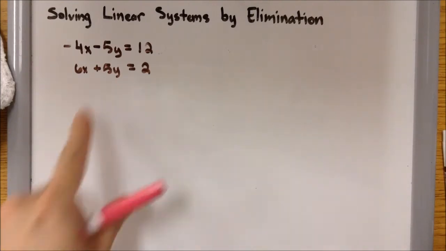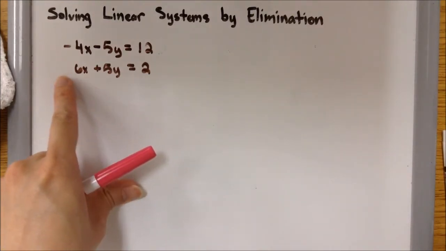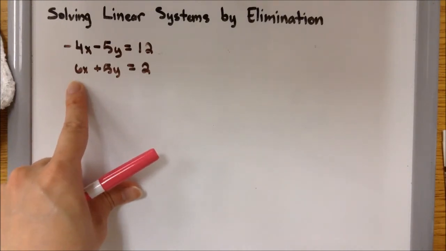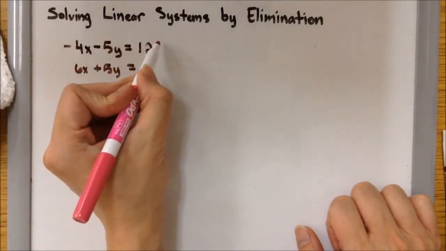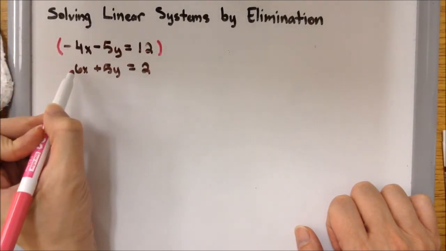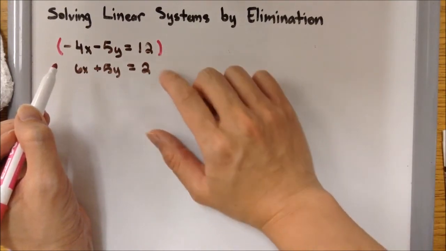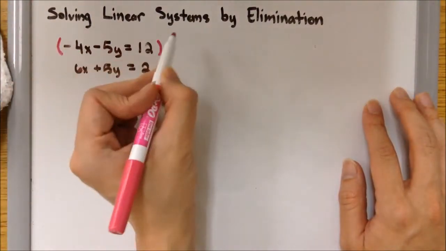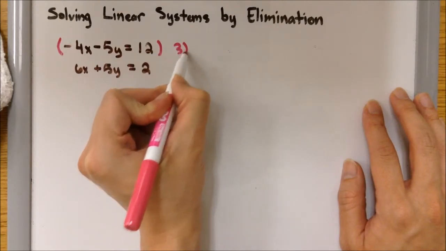Now just to review, we're going to do the x as the same variable. They have opposite sign, which is good. Now we just need to convert them to have the same number. The common number between 4 and 6 would be 12. So 4 can go into 12 3 times, so I'm going to multiply the first equation by 3.